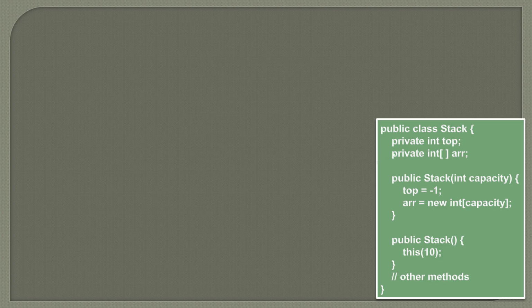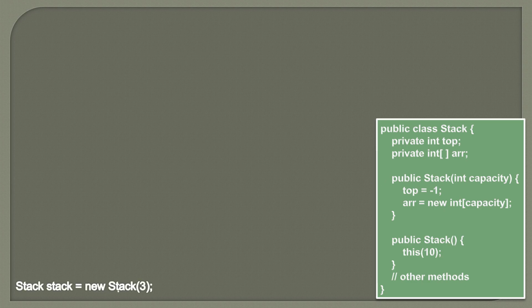So this is the code. We have a class stack and as we discussed we have two variables, top and the integer array, and via this integer array we are implementing stack. We have a constructor which takes in a capacity and this capacity is assigned to initialize our integer array. And usually if we don't provide any value to our stack constructor, then the default capacity is 10. So let's see the demonstration of this algorithm step by step.